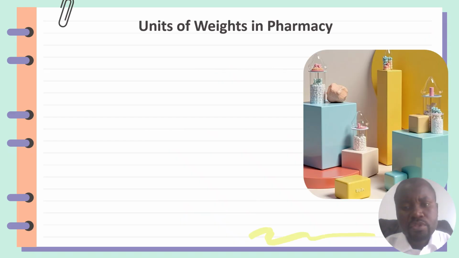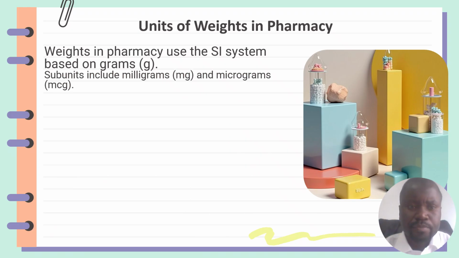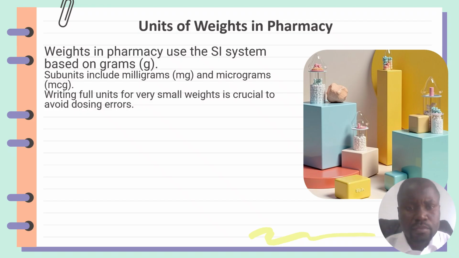Weighing fundamentals includes the use of units. In terms of units used in pharmacy, we use the standard international system based on grams. In terms of weight, we use grams, and the subunits of grams are milligrams and micrograms. We also have nanograms and the rest, but mostly we are using milligrams and micrograms.